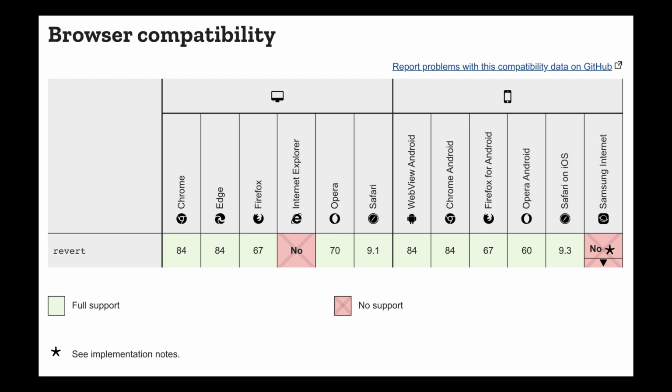Here is an example of a chart you may find about a CSS property or value. This is from Mozilla's developer site, and it is showing a browser compatibility chart for the value revert for inheritance. Revert is not supported by Internet Explorer or Samsung Internet. However, there is a note to look at the implementation notes to get more information. The numbers presented in the chart show the version of the browser that now supports revert. So you would need Google Chrome 84 or later for revert to be supported. The current release is Google Chrome 91.